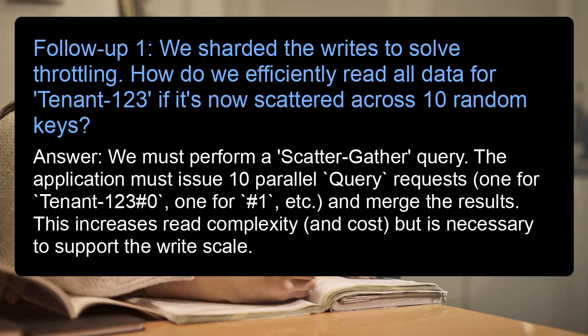How do we efficiently read all data for tenant 123 if it is now scattered across 10 random keys? Answer: we must perform a scatter-gather query. The application must issue 10 parallel query requests, one for tenant 123 number 0, one for number 1, etc., and merge the results. This increases read complexity and cost, but is necessary to support the write scale.